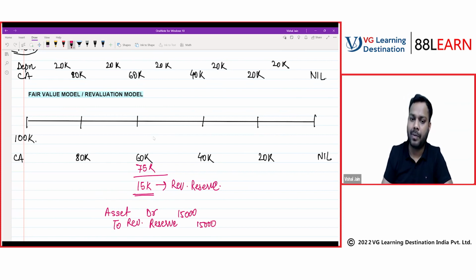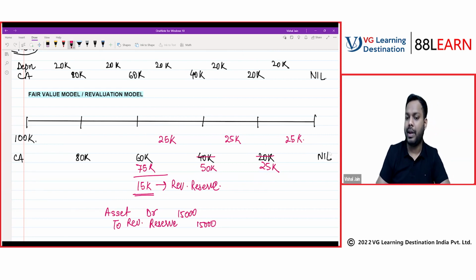Now what is the depreciation here? 75K is the carrying amount. And what is the depreciation for the remaining 3 years? It's 25K each year. I hope you have understood, everyone. Right? Now 75 minus 25. This should be now what? 50K. 50 minus 25K, this should be what? 25K. 25K minus 25K, this should be what? Nil. Is it clear so far?